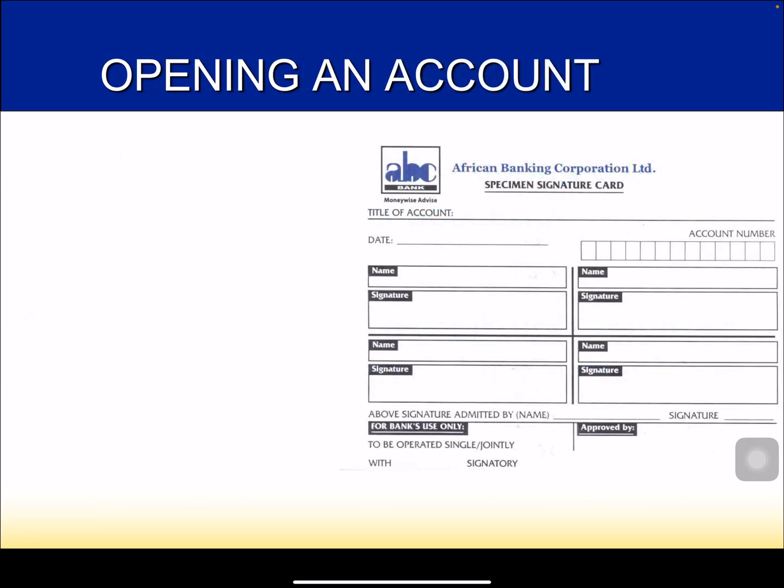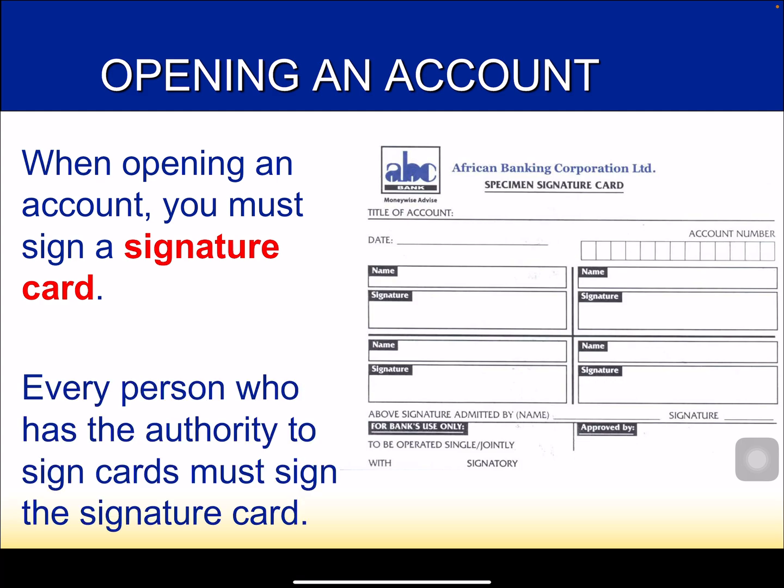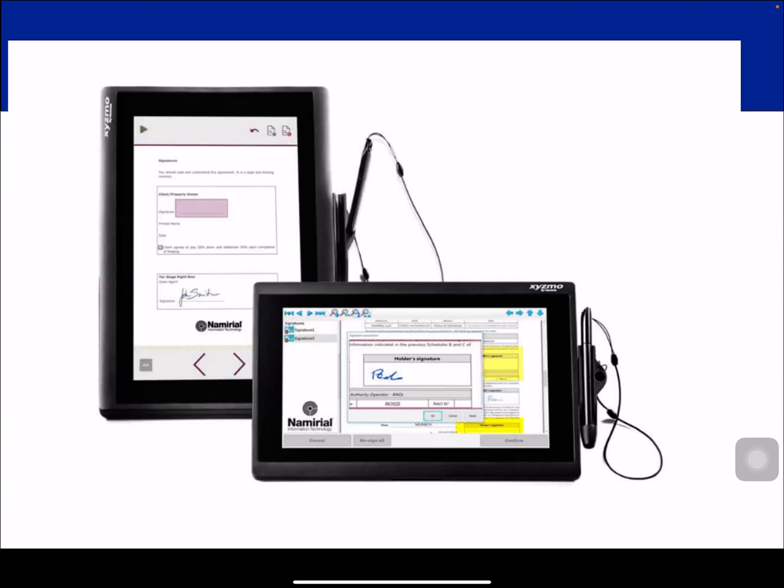When you open an account, you have to fill out what's called a signature card. And you fill out the information, you sign it like you are going to sign your checks. Every person who has the authority to sign the cards must sign the signature card. So if you have a joint account with two people, they both have to sign it. And again, once you sign the signature card, this is how you should be endorsing your checks, and this is how you should be signing your checks. Sometimes, instead of using a signature card, there will be an electronic device that you will sign instead.